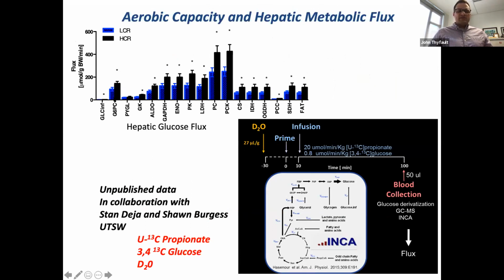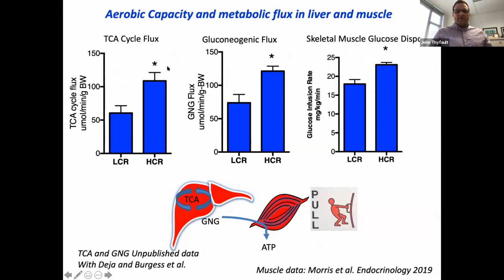And they did these fluxes for us. And you can see that the HCR has greater flux through almost every metabolic pathway in the liver. And they can take this data and actually calculate TCA cycle flux and gluconeogenic flux. And you can see it's higher in the HCR than the LCR. Now, I want to highlight that we've got a situation where the disease state, steatosis, is showing the same phenotype as the metabolically protected state, the HCR, or the high aerobic capacity.